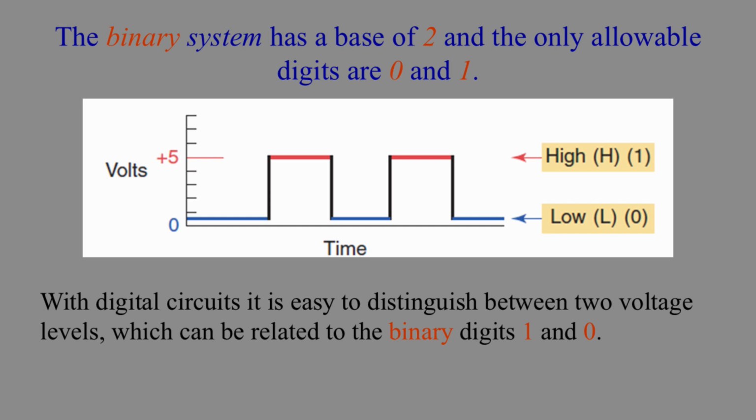The binary system is built on the number 2, so it only uses 2 digits, 0 and 1. In digital circuits, it's easy to tell the difference between 2 voltage levels. A 1 usually means the voltage is high, around 5 volts, while a 0 means the voltage is low, 0 volts. This makes the binary system a perfect match for PLCs and computer systems, since they naturally work with just 2 states, on and off.